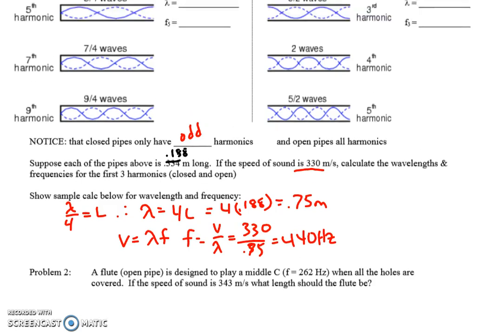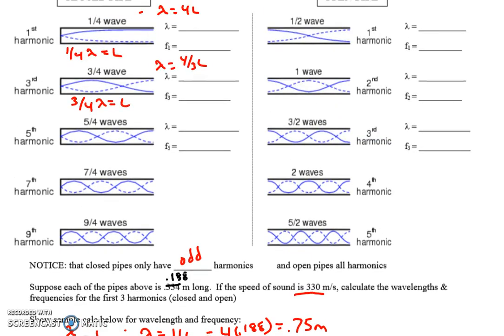Okay, so I go up to here, I'm going to erase what I wrote before, and I have 0.75 meters. This is 440 hertz. Now I'm going to do the others by proportions. Essentially, if I've got 3/4 of a wave here, we already said this is 4/3, so this is 1/3 the wavelength, therefore 3 times the frequency. So 1/3 the wavelength would be 0.25 meters, and 3 times the frequency would be 1320 hertz.